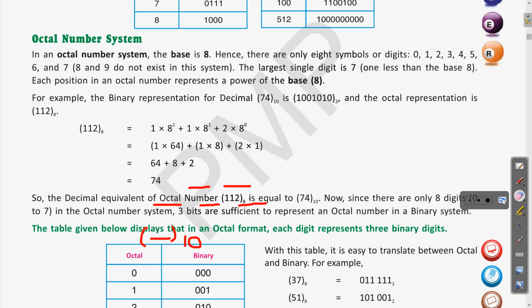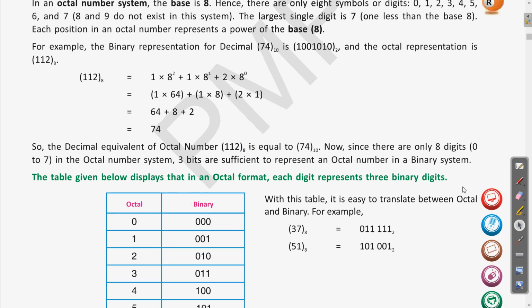So here we have seen the octal number, now read it also. The decimal equivalent of the octal 112 is 74 base 10. Now since there are only 8 digits, that is 0 to 7, in the octal number system, 3 bits are sufficient to represent any octal number in a binary system.